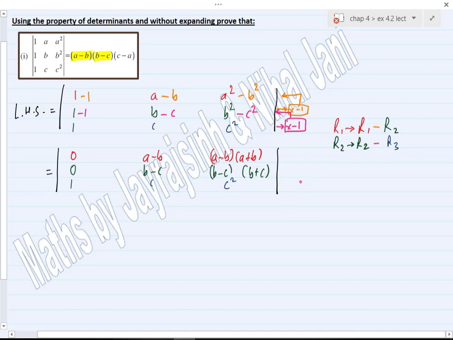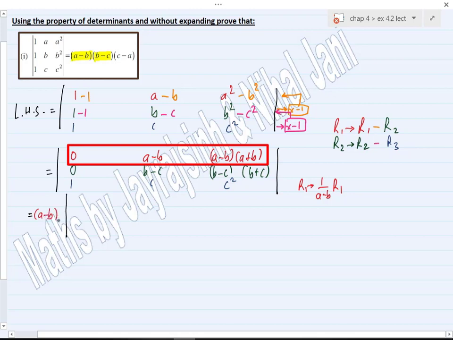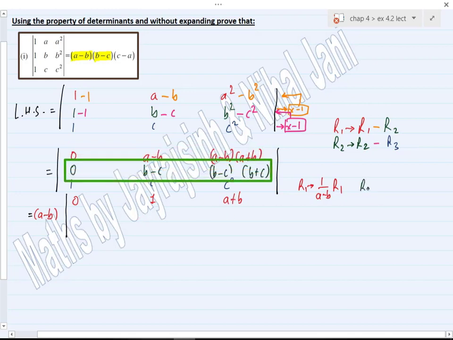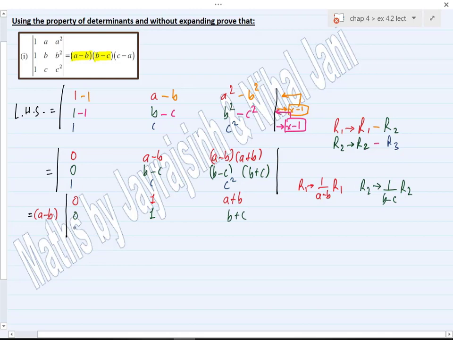So now we are ready to take common a minus b from the first row. So we have to multiply a minus b with the determinant, and your first row will be 0, 1 and a plus b. Similarly, from the second row, we can take b minus c common. The second row will be 0, 1 and b plus c. Your third row will be as it is. Yes, don't forget to multiply b minus c with the determinant.